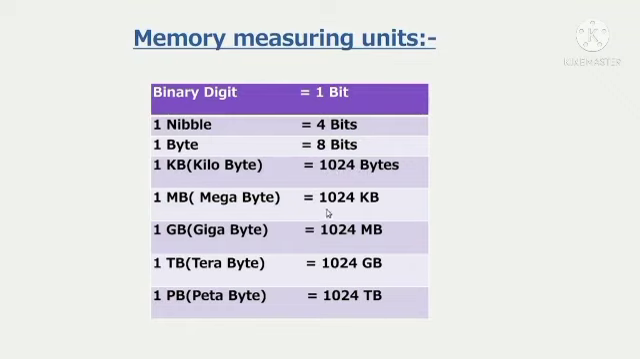A combination of 1024 bytes makes 1 kilobyte. 1024 kilobytes makes 1 megabyte. 1024 megabytes makes 1 gigabyte. 1024 gigabytes is 1 terabyte. 1024 terabytes is 1 petabyte. Okay, this is the concept of measuring units. You have to learn that.